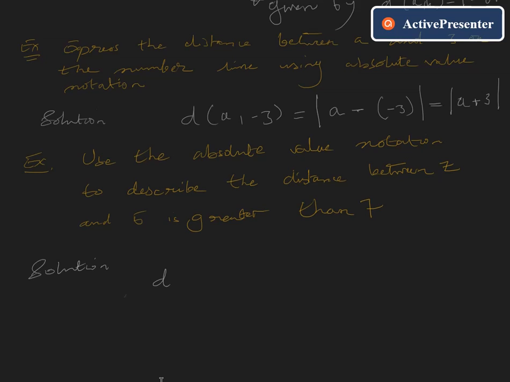The distance between Z and 5 equals the absolute value of Z minus 5. Okay, so the distance between Z and 5 is greater than 7. This means that the absolute value of Z minus 5 is greater than 7. The distance between Z and 5, which is equal to the absolute value of Z minus 5, is greater than 7.